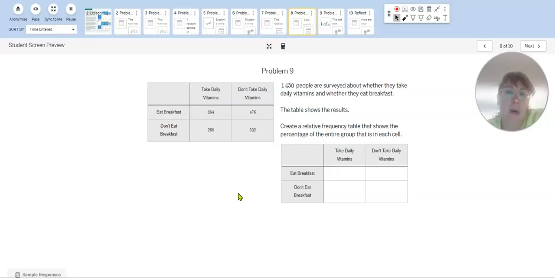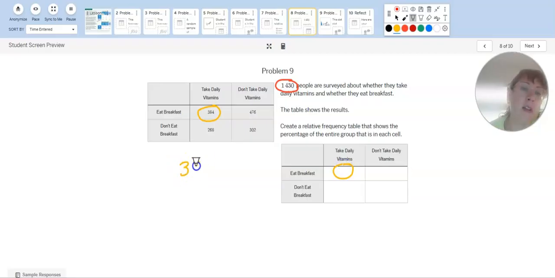1,430 people are surveyed about whether they take daily vitamins and whether they eat breakfast. Here are the results. We are going to create a relative frequency table that shows the percentage of the entire group that is in each cell. Beautiful. Okay, so we're looking at this as our main total, right? So for each of these boxes, we're taking the number, this one first is going to go here.